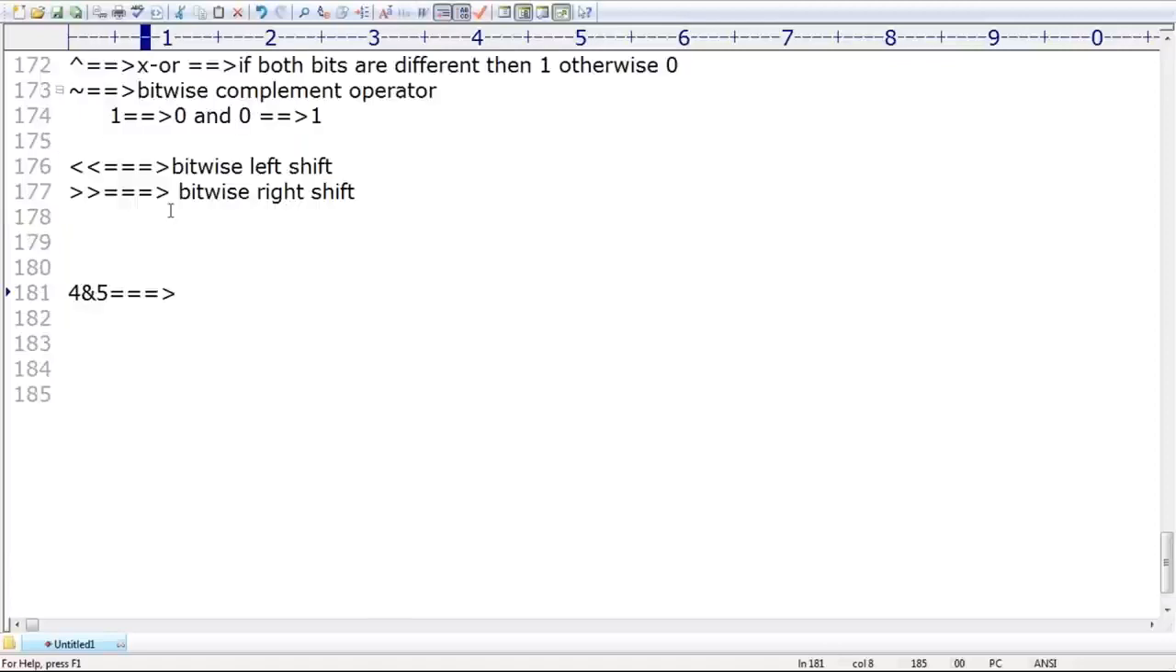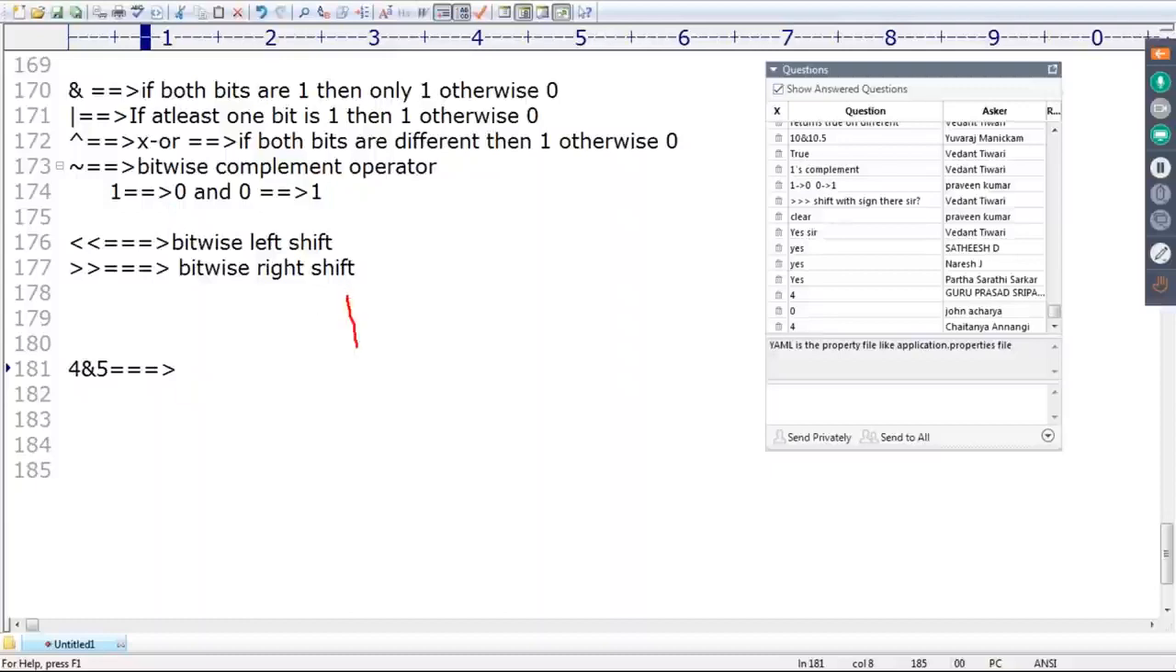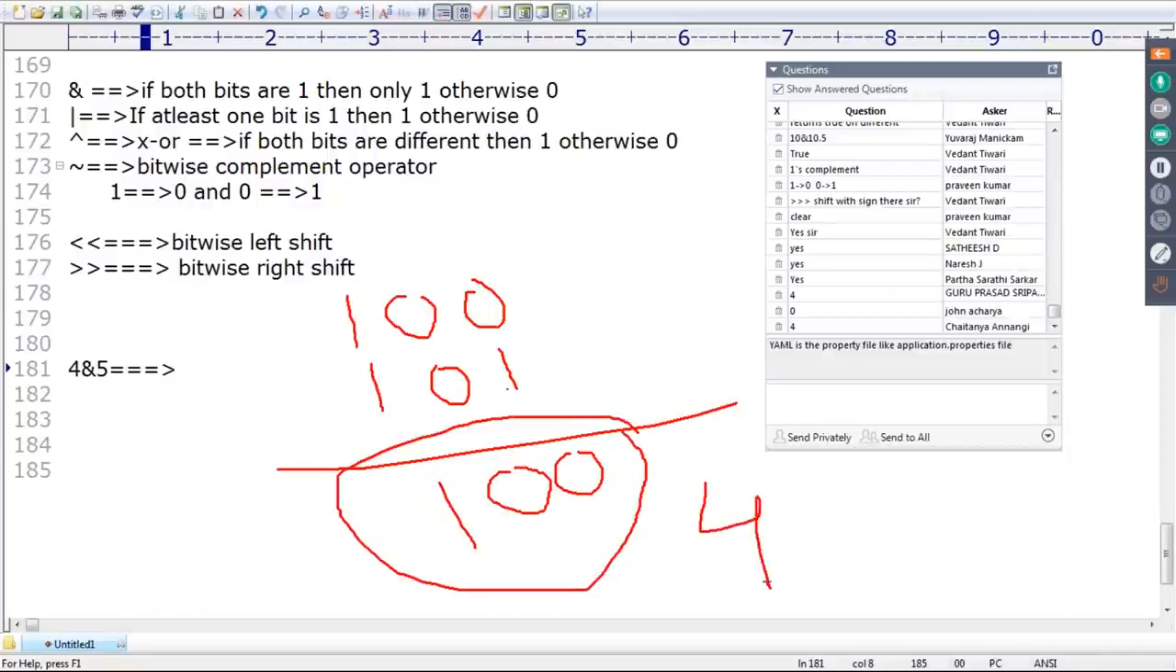Better to apply binary representation. 4 means 1 0 0. 5 means 1 0 1. Apply bitwise AND: 0 and 1 is 0, 0 and 0 is 0, 1 and 1 is 1. So the result is 1 0 0. 1 0 0 means what? 4 is the answer. Clear, right? We require to apply the bitwise operator.